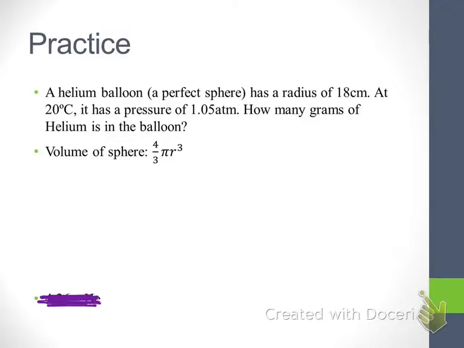All right. A helium balloon has a radius of 18 centimeters at 20 degrees Celsius, has a pressure of 1.05. How many grams of helium is in the balloon? I don't know. Well, we're going to find out.